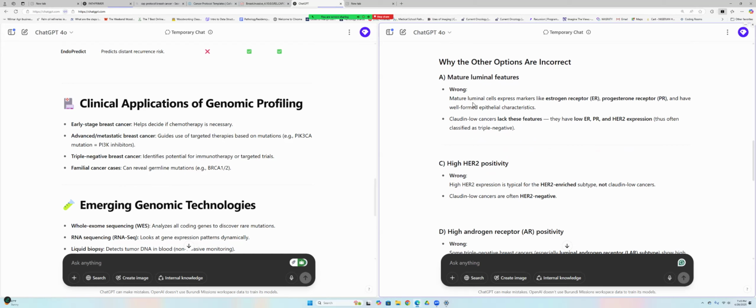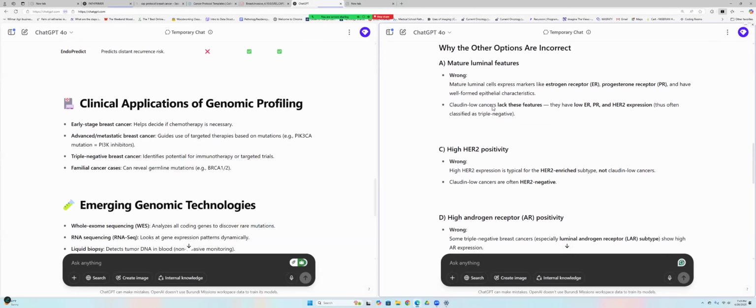What expressions show that a breast cancer is mature? What are mature luminal features of a breast tissue? I'm not sure what that is.